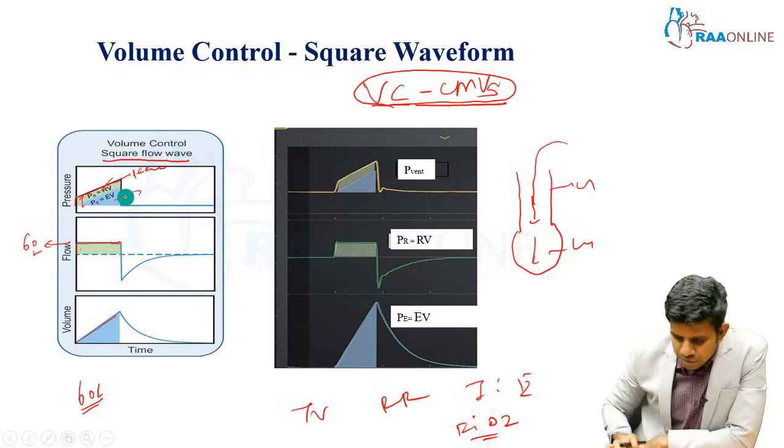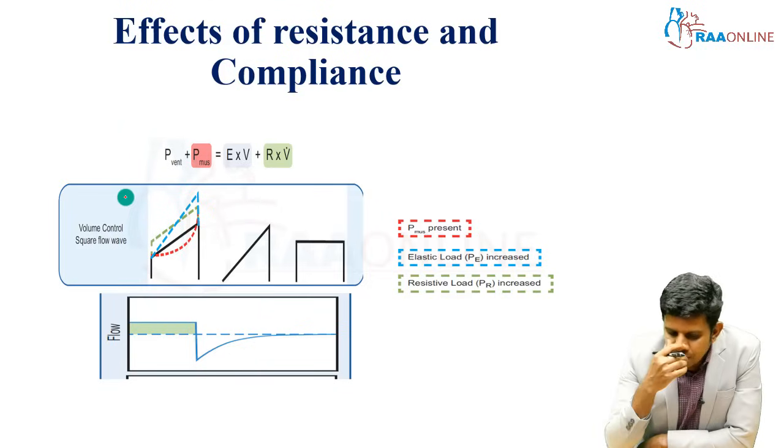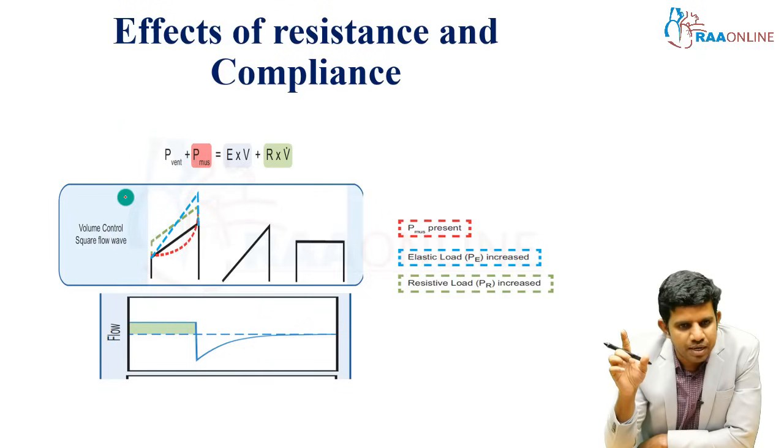So what happens if resistance is increased or my elastic load is increased? How will the pressure waveform change? In volume control, I already told you that volume and flow are constant irrespective of my resistance.